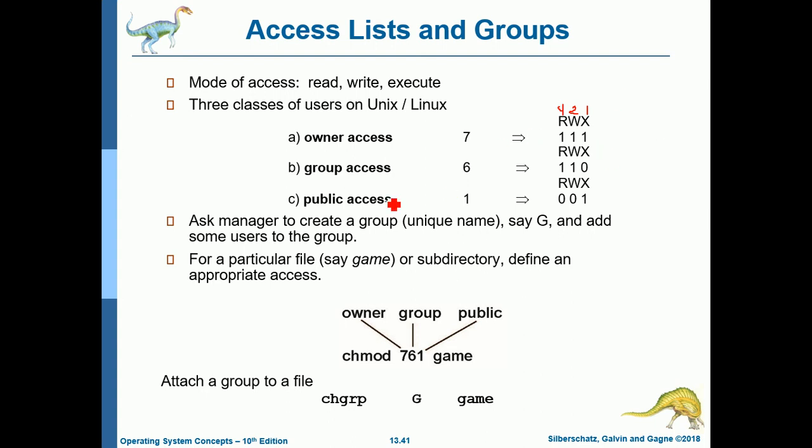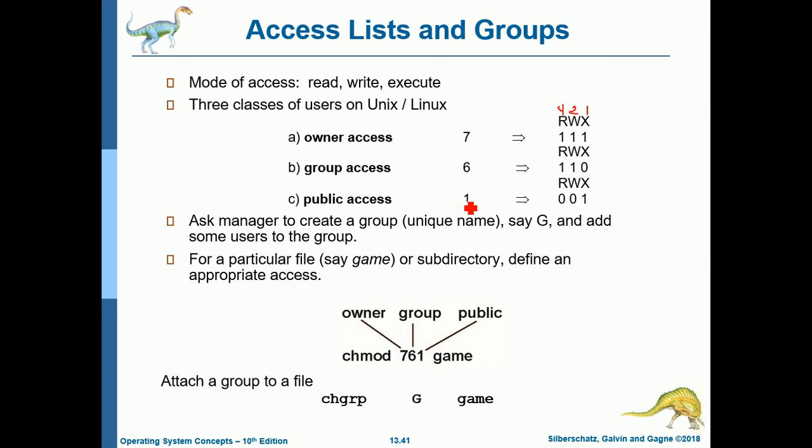Next, group access is code 6. Why is it code 6? Group access can read and write, but it cannot execute. So 6, because 4 plus 2 is equal to 6. And then public access is code 1. Why? Public access cannot read, it cannot write, but it can execute. So that's why its code is 1.